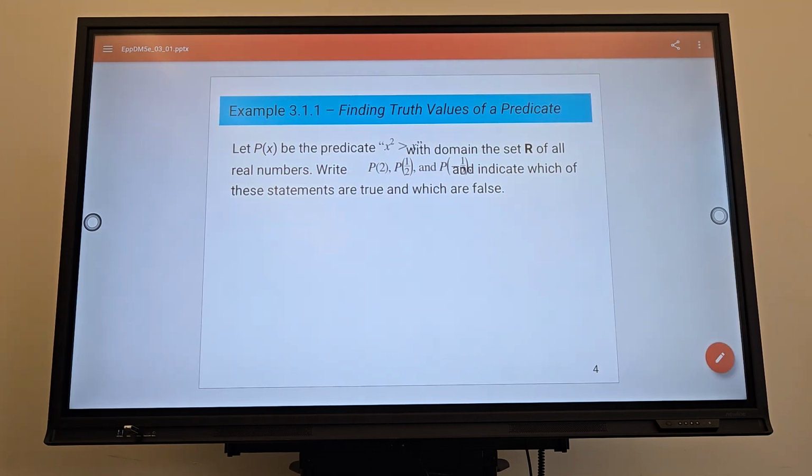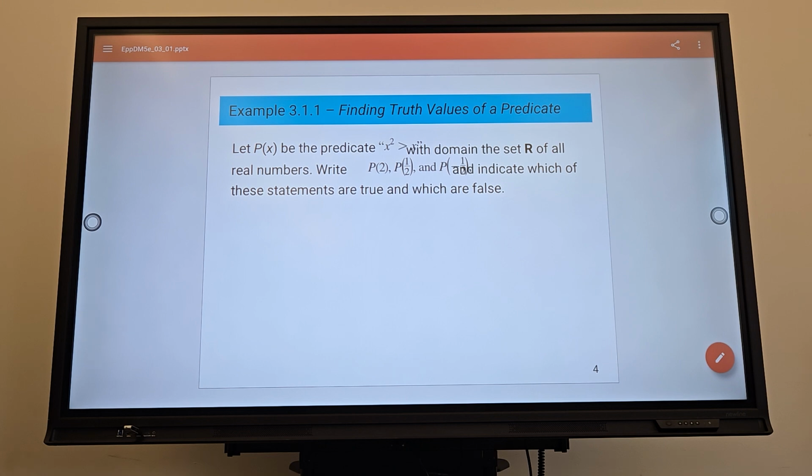So let P of x be the predicate x squared is greater than x with a domain the set of R, all real numbers. Write out P of 2, P of 1/2, and P of minus 1/2 to indicate which of these statements are true and false.